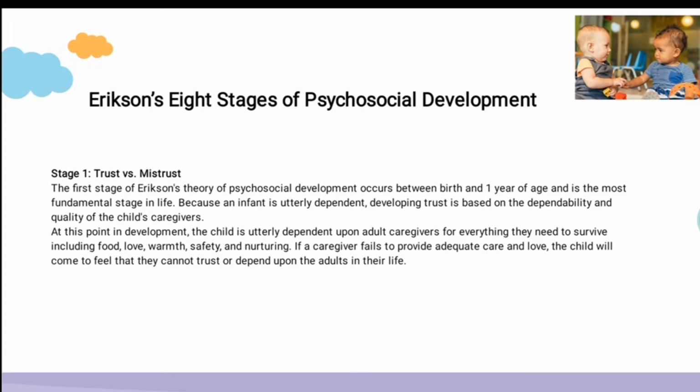If a caregiver fails to provide adequate care and love, the child will come to feel that they cannot trust or depend upon the adults in their life. So in this stage, if a child successfully develops trust, the child will feel safe and secure in the world. Caregivers who are inconsistent, emotionally unavailable, or rejecting contribute to feelings of mistrust in the children under their care. Failure to develop trust will result in fear and a belief that the world is inconsistent and unpredictable.